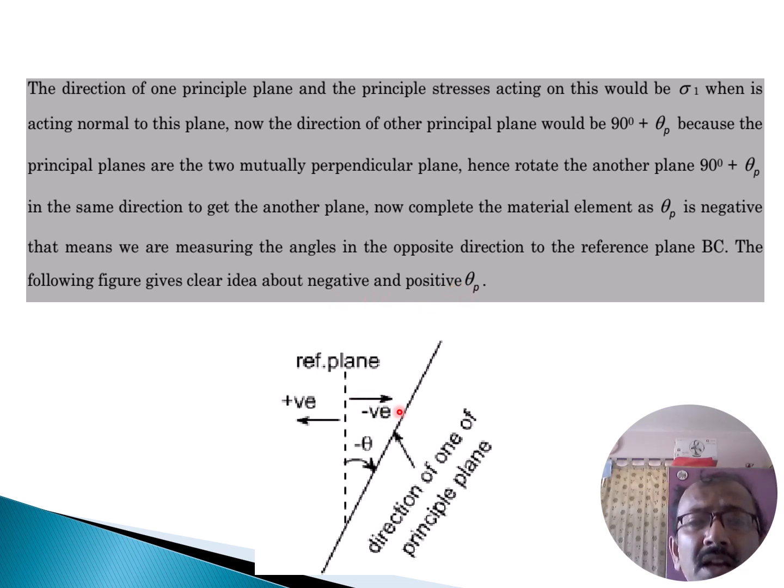The following figures give a clear idea about negative and positive theta. If you see the diagram, this is the direction of the principal plane and this is the reference plane, and from the reference plane the left side should be positive and the right side should be negative, and that angle should be minus theta p. Okay, so that is stated here.